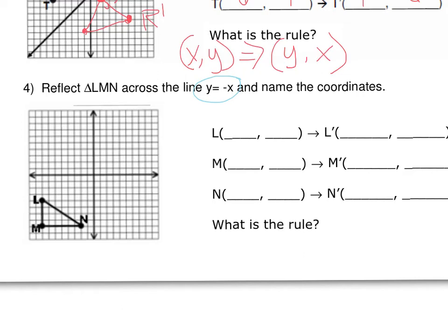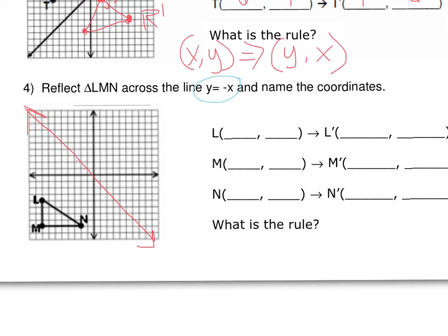If you need help on algebra, you're going to have to come in outside of class time to get help on the algebra. All right, so we're going to start at 0, 0 because there is no y-intercept. And if we have a negative x, that means our slope is negative 1 over 1. So basically, you're going to go up 1 and over 1. And this is the line y equals negative x. So we're going to reflect across that.